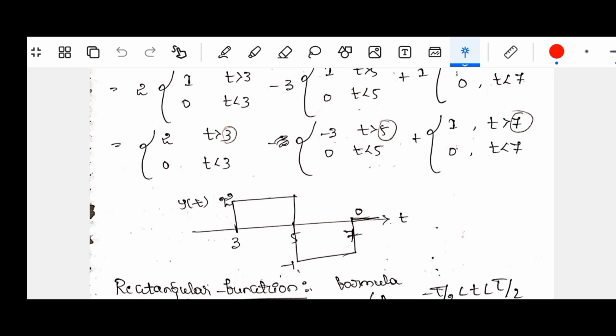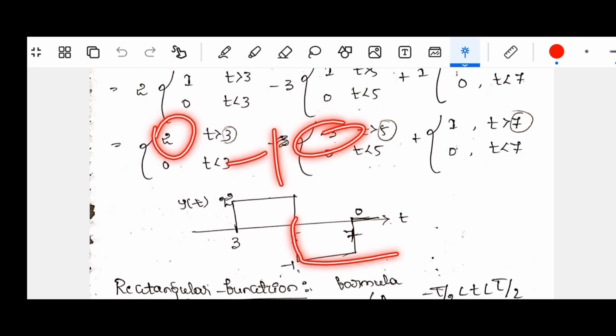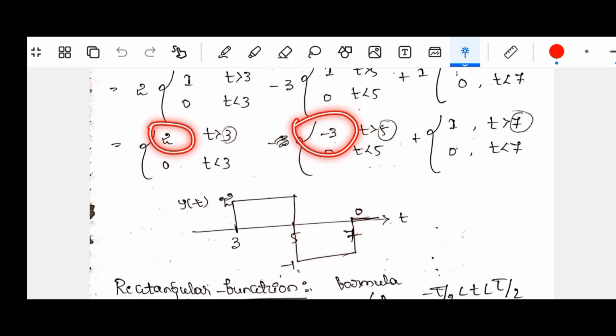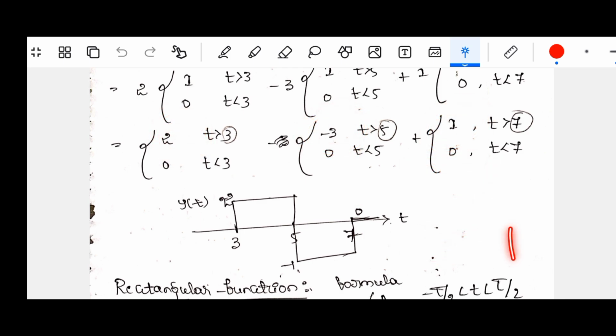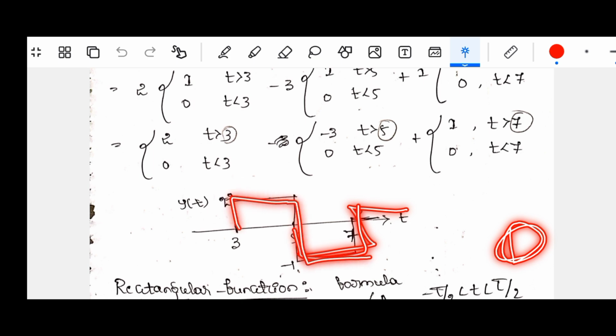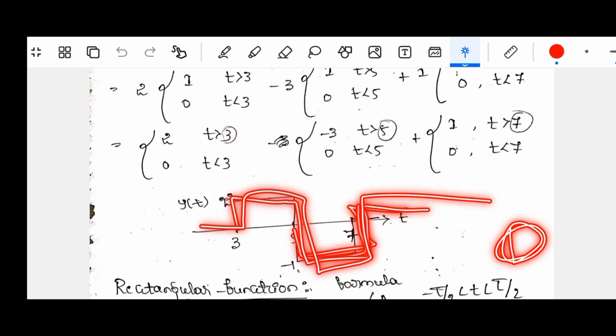First see here, at t the value will be 2. Plot up to 2. So this is 2. Next, we have minus 3. So plus 2 minus 3, the answer will be minus 1. So here will be minus 1. Next, see plus 2 minus 3 plus 1. Solve this problem: plus 2 minus 3 plus 1, so the answer will be 0. Hence it will look like this. This is the final signal.